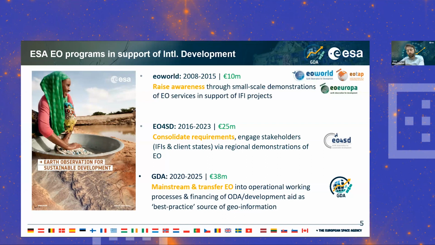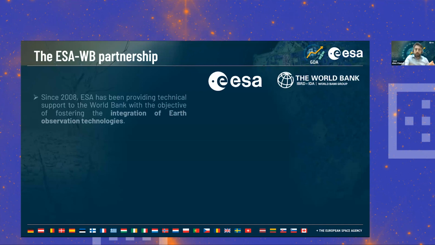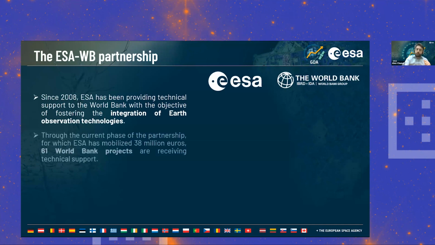And I will give a few examples just after to make this more concrete. But the idea is that we have those different programmatic vehicles through which we've been supporting those institutions in the integration and mainstreaming. And those are ESA funded programs, right? So to take the example of the partnership between the European Space Agency and the World Bank, we've basically been working with the World Bank since 2008 with the objective of fostering the integration of Earth observation technologies.